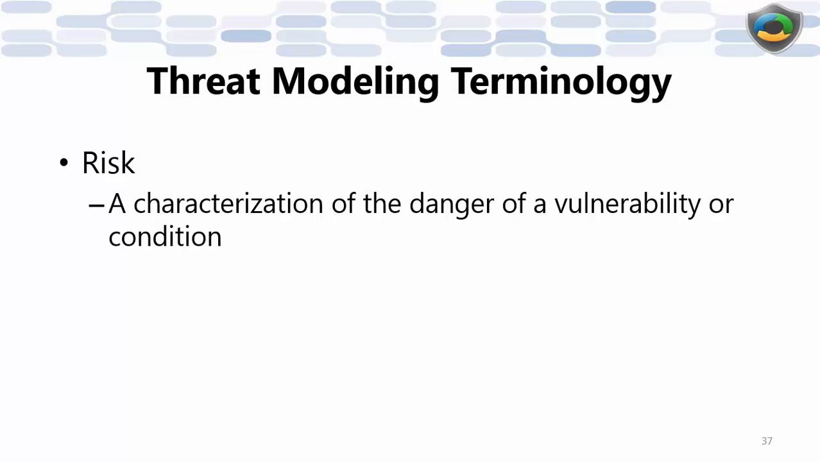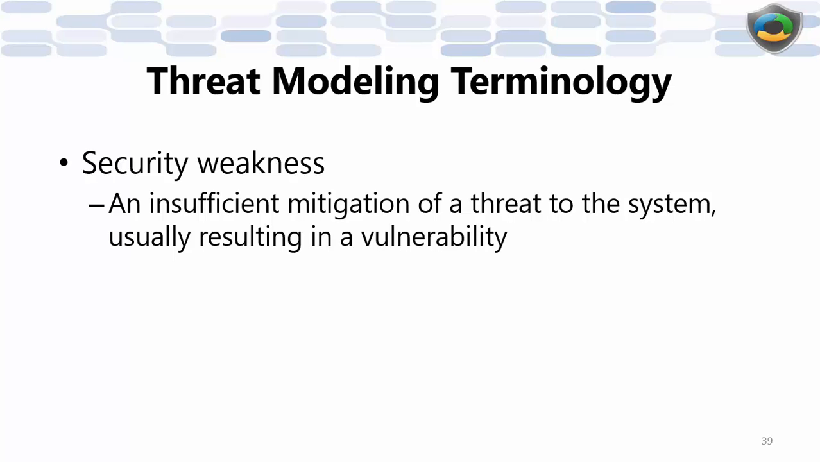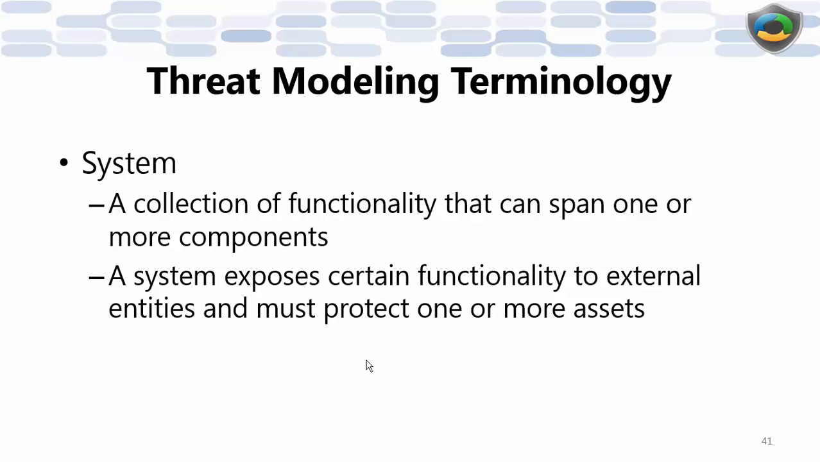Now again, I realize, because Doug Tabbitt went and spoke last week, that not all of this terminology might be standard, it might be acceptable, it might be used by everyone. All right. Security strength, the effectiveness of the system at mitigating a threat, a weakness, and insufficient mitigation, usually resulting in a vulnerability. Stride we've talked about before. As it says, what an adversary will attain if the threat is exploited as a vulnerability. About the worst that you can get in there is elevation of privilege. Okay? A system is a collection of functionality that can span one or more components.